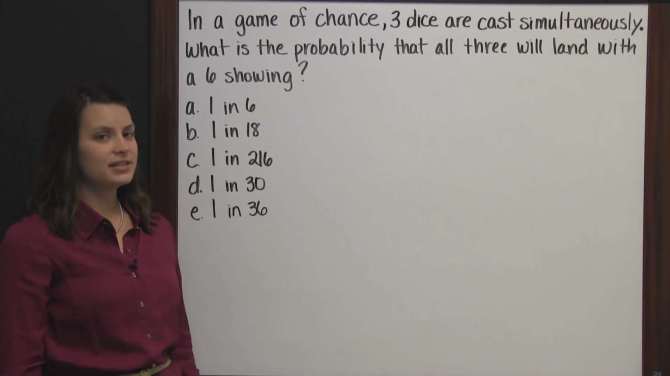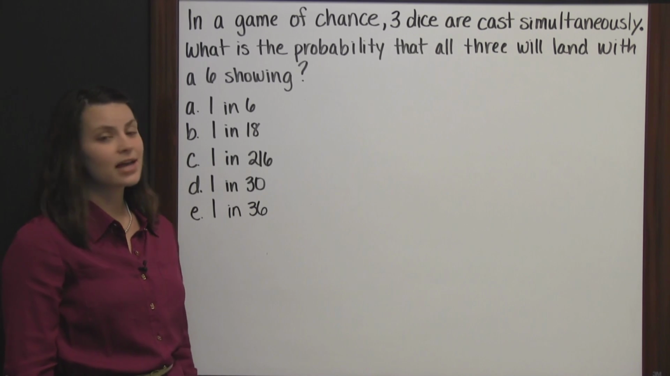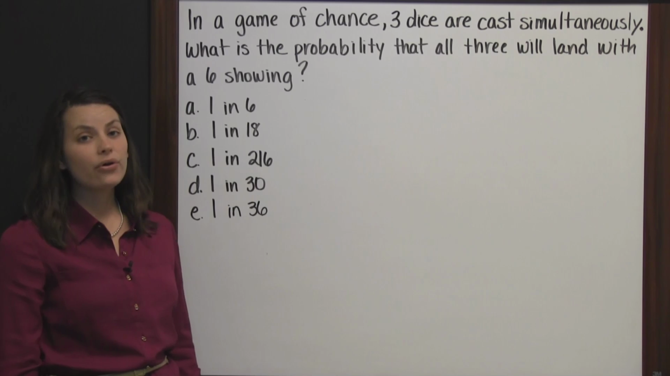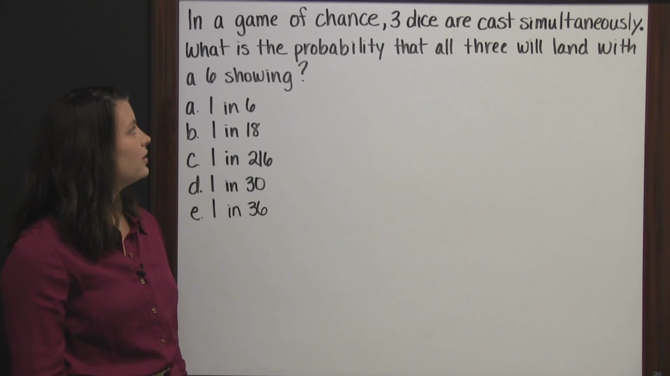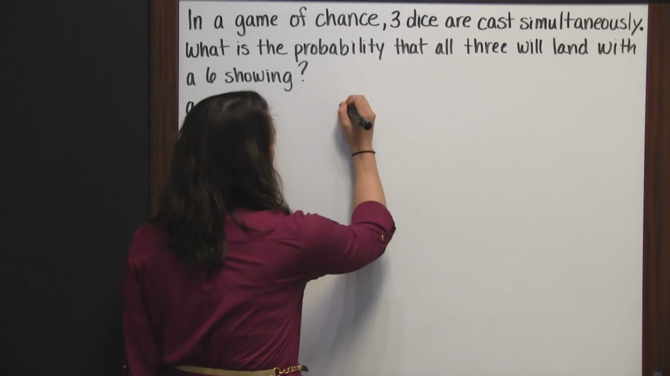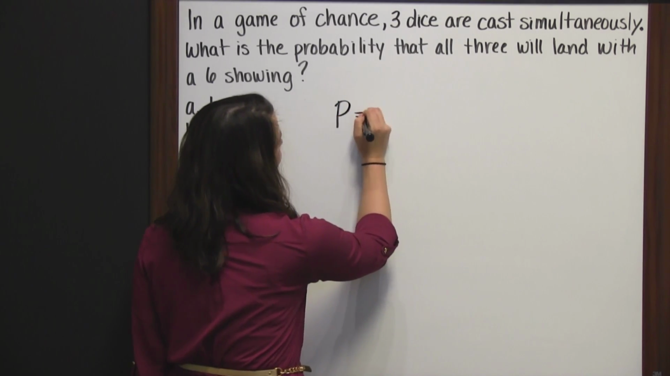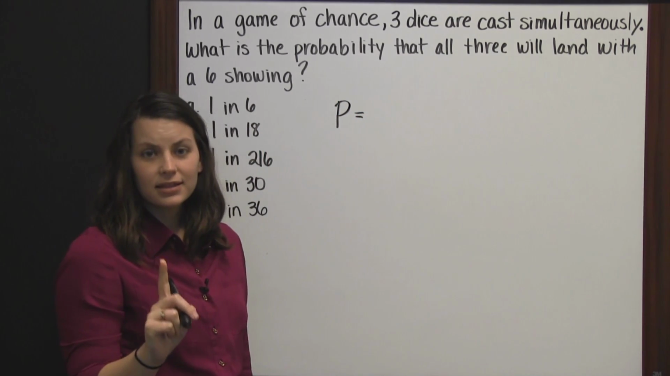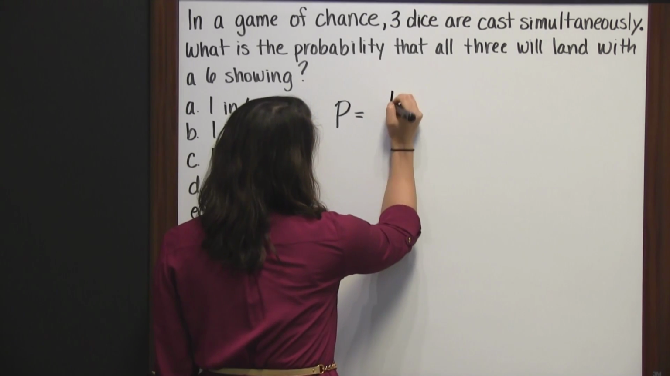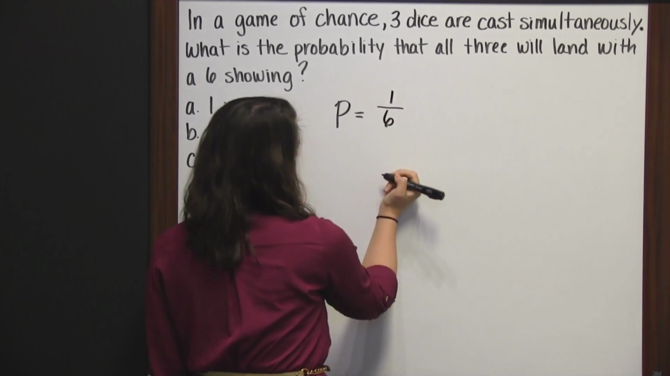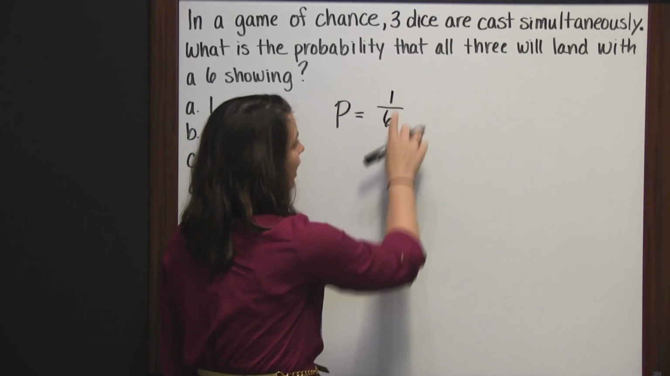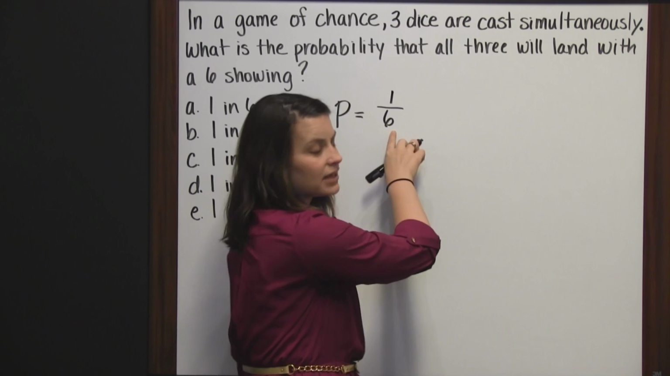In a game of chance, 3 dice are cast simultaneously. What is the probability that all 3 will land with a 6 showing? Well, the probability of just 1 die landing with a 6 showing is 1 out of 6, since one of the numbers is a 6 out of a total of 6 numbers.